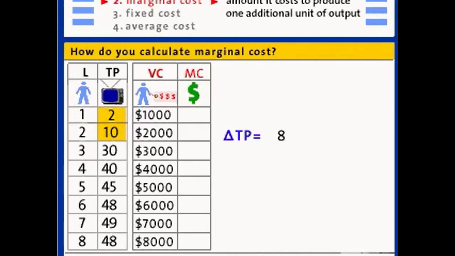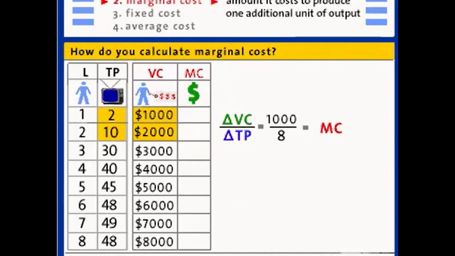So if we divide $1,000 by 8 extra television sets, we get the marginal cost of those extra television sets over that range. And that would be $1,000 divided by 8 equals $125 per set. That's the marginal cost, the extra money that must be spent to get an additional television set over that range of production.